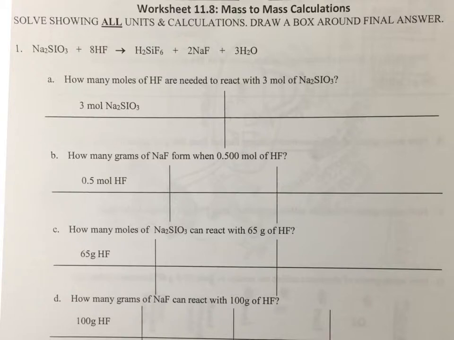For your first one, it's such a difficult one. No, I'm just kidding. This one is saying how many moles of HF, so I'm going to circle moles of HF, are needed to react with 3 moles of this. So I know that the underlining is my starting point. The circled stuff is what I need to find, where I need to end. As soon as I see this in my calculation, that's where I stop.